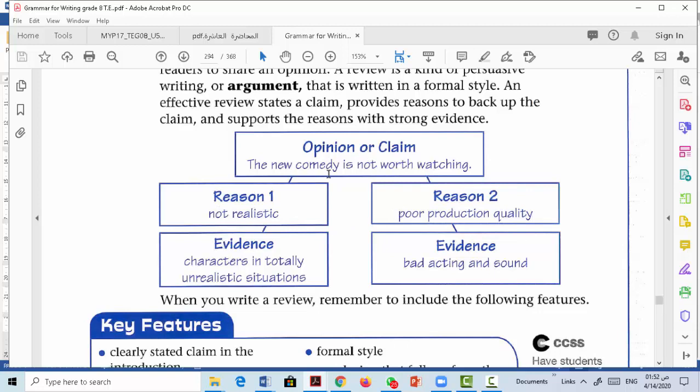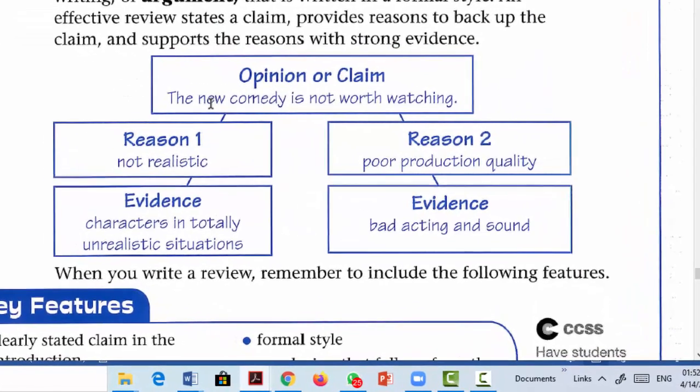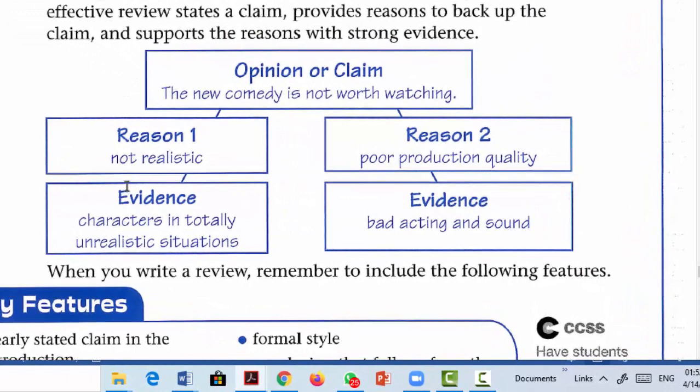For this opinion, the new comedy is not worth watching, what's the reason? My first reason is it's not realistic. And what's the evidence? How do you prove to the listeners that it wasn't realistic? The evidence is characters in totally unrealistic situations that can never happen in real life. And what is your second reason? It's poor production quality. And what's the evidence? Bad acting and sound. So, in order to write a review, you should have an opinion or a claim, a position, and then 2 reasons. Every reason is supported by evidence. Later, we will talk about finding evidence to support your opinion.